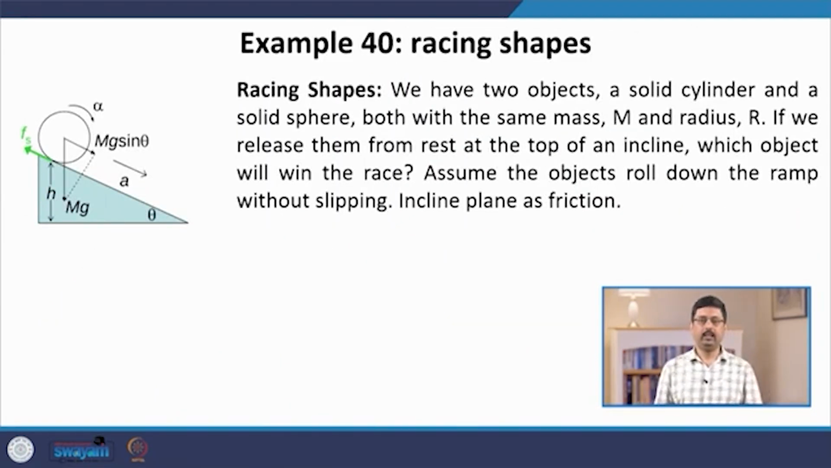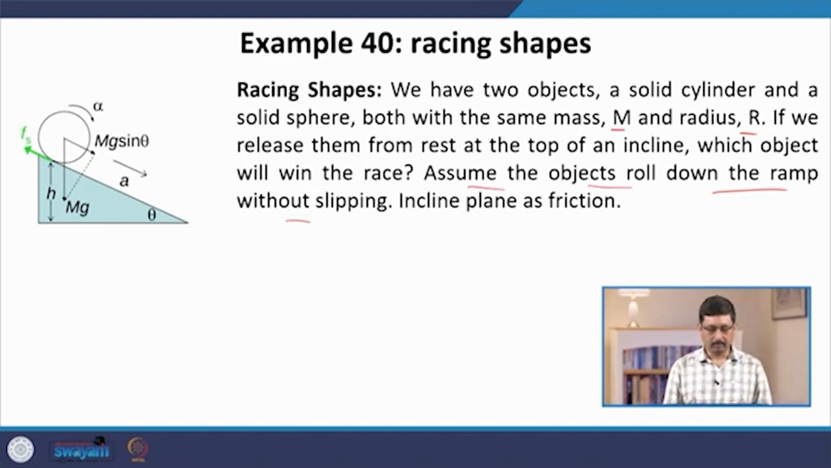Now, let us take another very interesting example of rolling motion. Suppose we have two objects, a solid cylinder and a solid sphere, both with the same mass m and same radius r. If we release them from rest at the top of an inclined plane, which object will win the race? Assume that the objects roll down the ramp without slipping, and there is friction between the object and the plane, and the friction is the same.